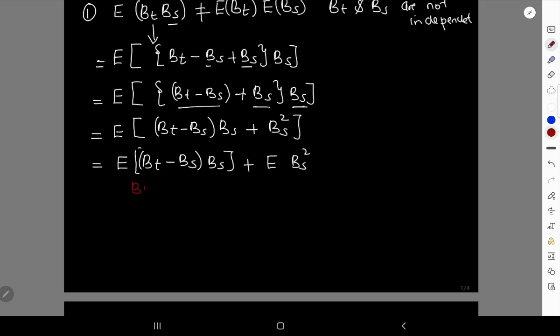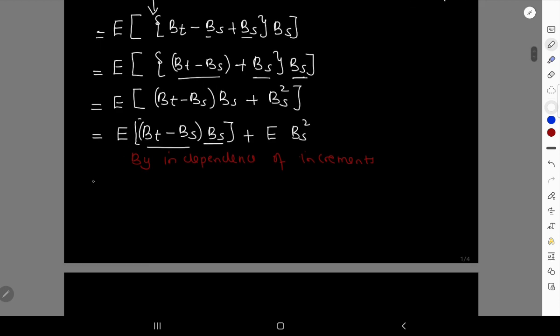By independence of increments, this and this are independent, and now we can break them into two. We can write this as expectation of B_T minus B_S multiplied by expectation of B_S, plus expectation of B_S squared, and this one will be 0.